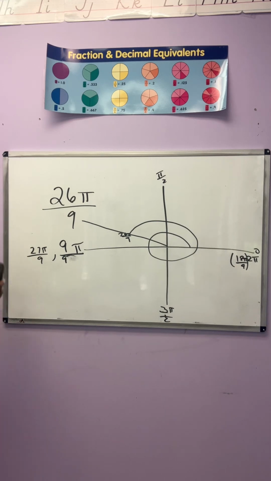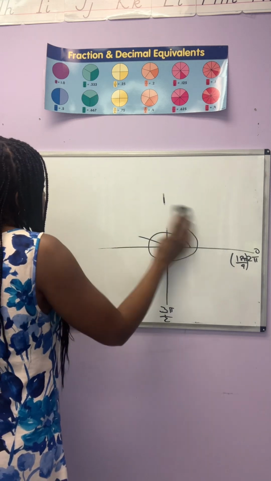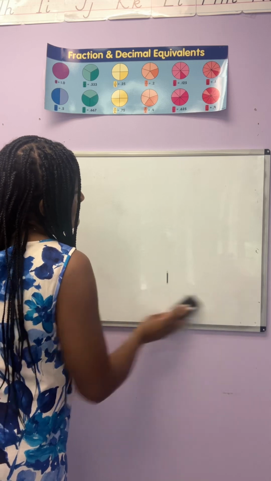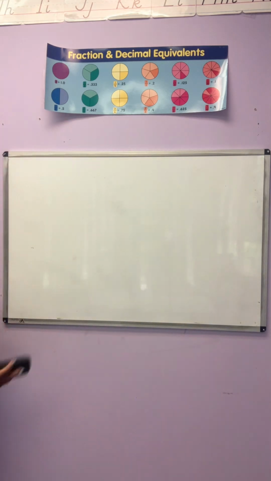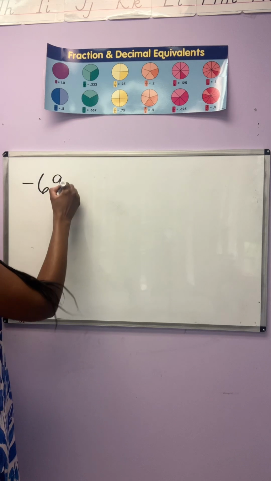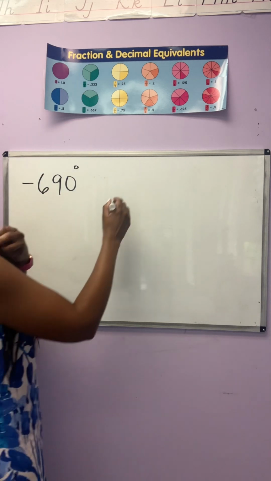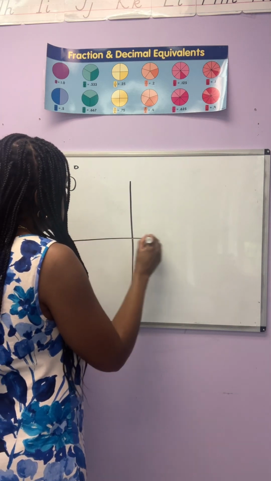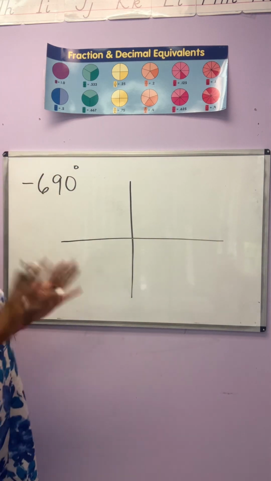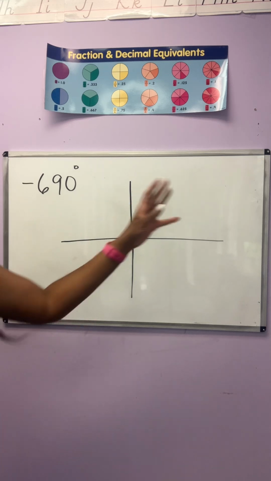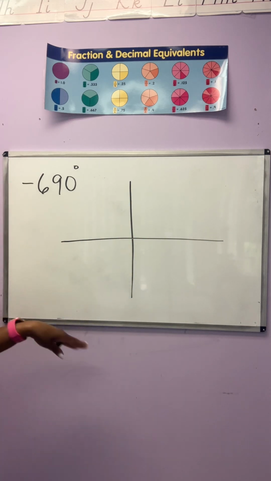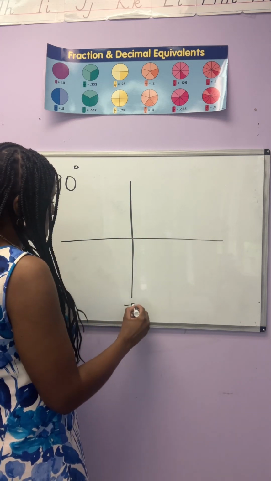Okay, now here's another one. This one's in degree, but it's negative. So it's negative 690, and they do have negative radian also. So don't think that you can get away with it with radian. They do. Okay, so now with the negatives, it's the same idea except you're going backwards. So it's going clockwise.